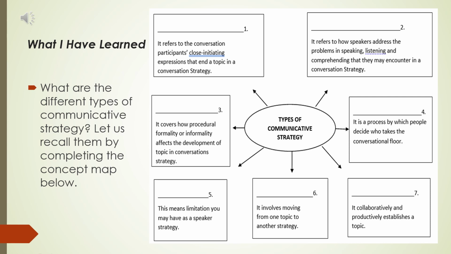Number three, it covers how procedural formality or informality affects the development of topic and conversation strategy. It's topic control. Four, it is a process by which people decide who takes the conversational floor. It's turn taking. Five, this means limitation you may have as a speaker strategy. It's called restrictions. Six, it involves moving from one topic to another strategy. That is topic shifting. And lastly, it collaboratively and productively establishes a topic. It's nomination. So that would be all for What I Have Learned.